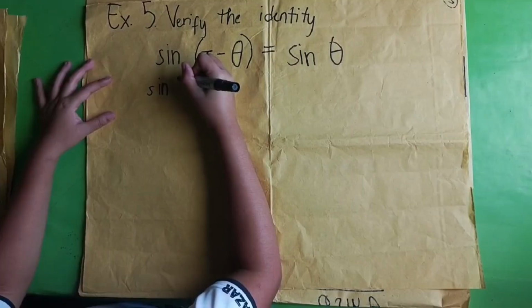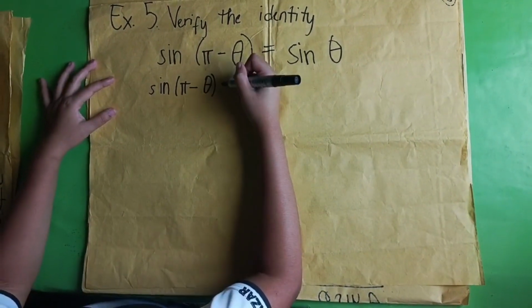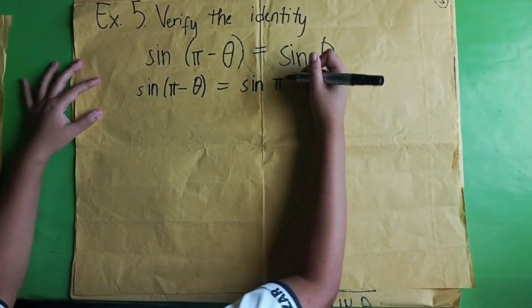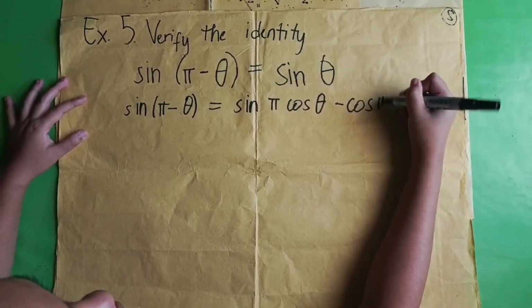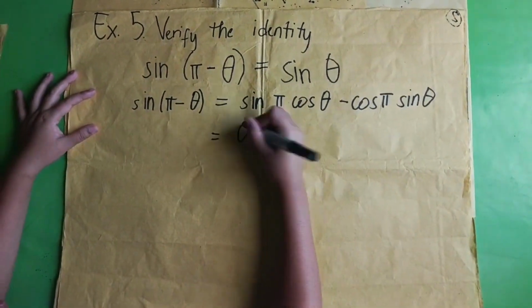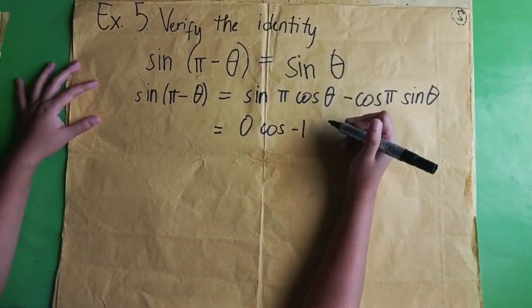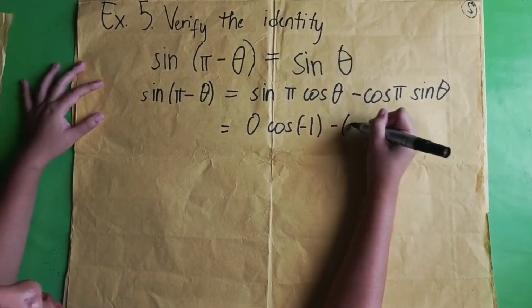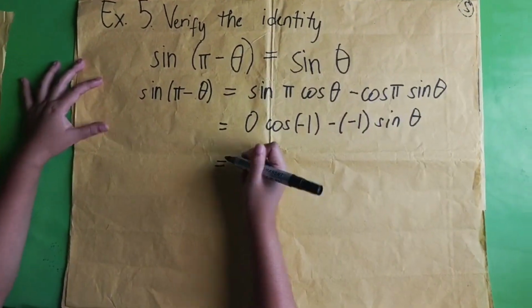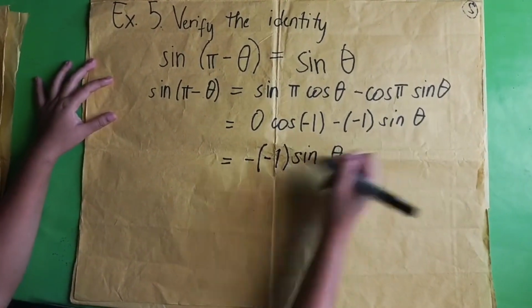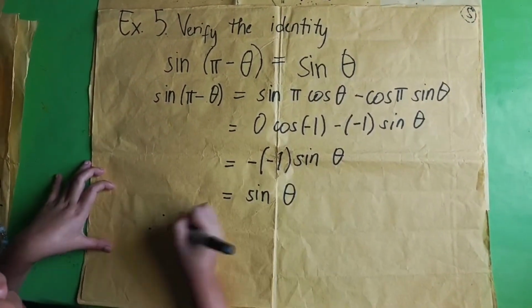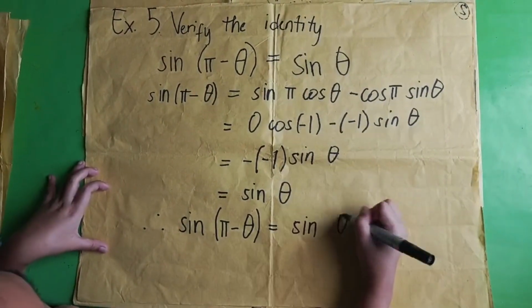Example number 5. Verify the identity. We begin with the left side. Then we use the difference formula for sine. Then we substitute the exact values. Then simplify. Therefore, the identity is verified.